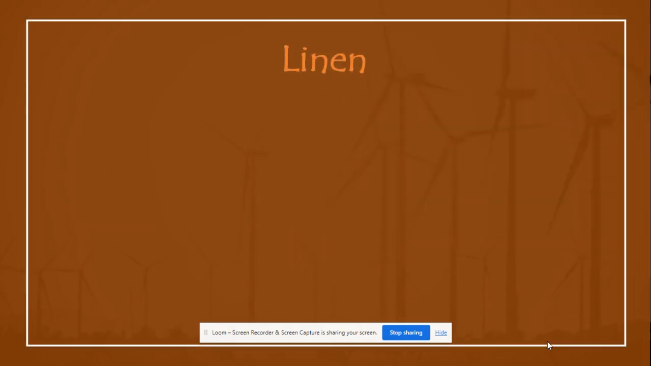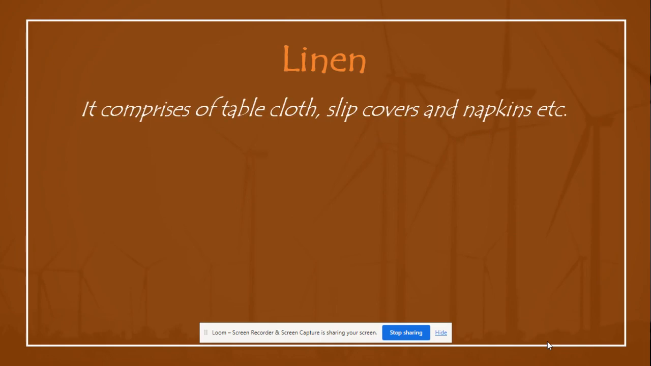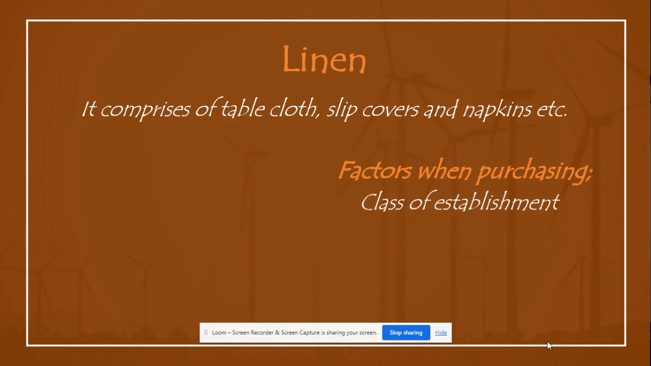Finally, we have linen, that category. It is very important equipment in the service. It comprises tablecloths, slip covers, napkins, and glass cloths, all the linen that is used in the restaurant, and that makes up the deck of the restaurant.